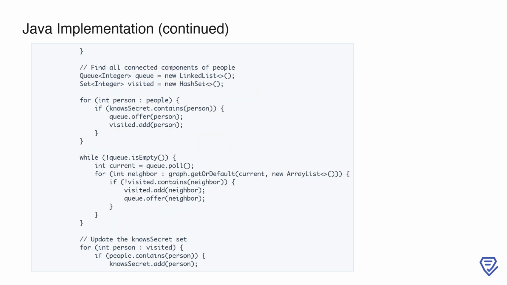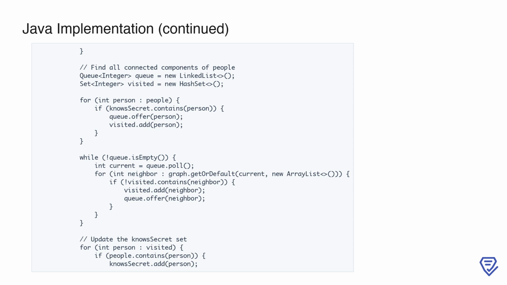Once the graph for the current time slot is built, we move on to identifying connected components of people who may learn the secret. To do this, we initialize a queue for a breadth-first search and a visited set to track which people we've already processed. For any person involved in the current time slot who already knows the secret, we add them to the queue and mark them as visited. This forms the starting point of our BFS.